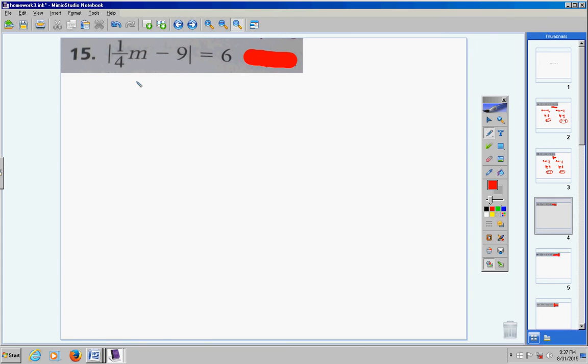Step 1, isolate the absolute value. It's already done for you. Step 2, write 2 equations. So one equation is 1/4 m minus 9 equals 6. And the other equation is, leave this identically alone, okay? So 1/4 m minus 9 equals -6, okay? So the left side here is identical to the left side here. The only thing that changes are these two here. They're opposites of each other.